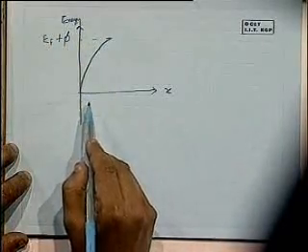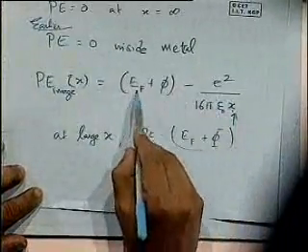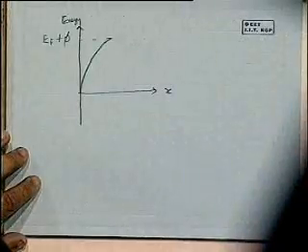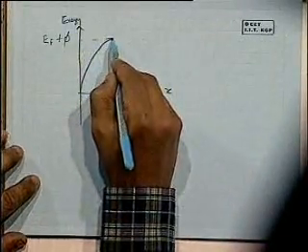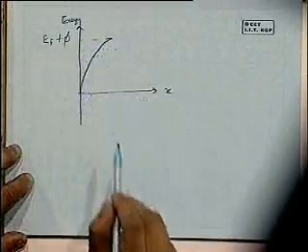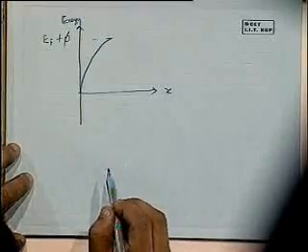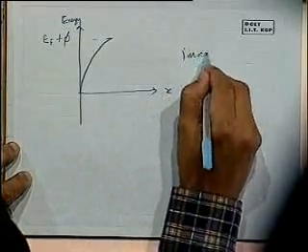As x is small, in that equation there is a contribution. It reduces the barrier. But as we go farther and farther away, eventually at large distances of x, we are left with the barrier EF plus phi. This is for the image force.